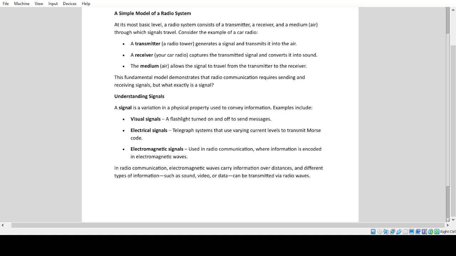In radio communication, electromagnetic waves carry information over distances, and different types of information, such as sound, video, or data, can be transmitted via radio waves.